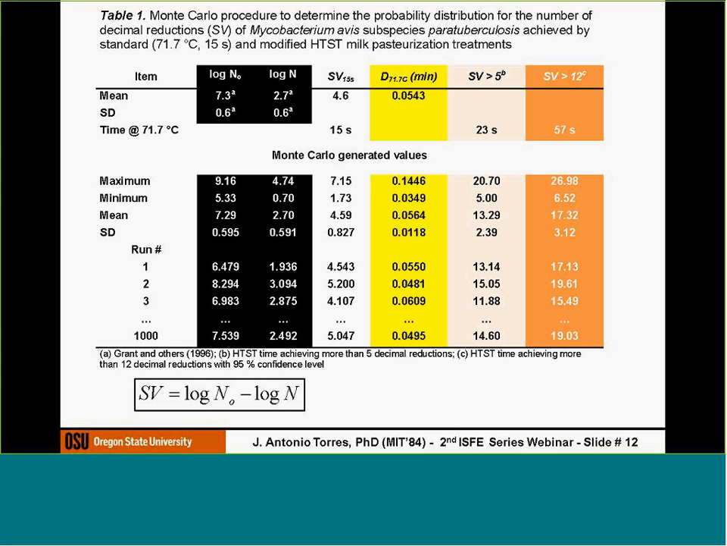Calculation would be the number of SB achieved. The number of SB achieved is very simple: the difference between log of N0 and log of N. So in this calculation we have 1,000 values of SB, and they give us a mean of 4.59, and this is the deviation. So at least from a mean value, we're achieving 5 decimal reductions.